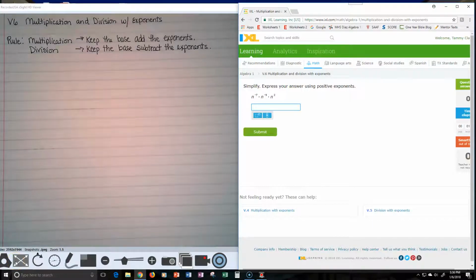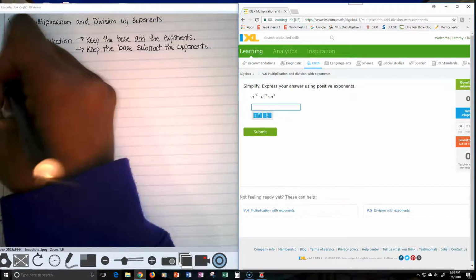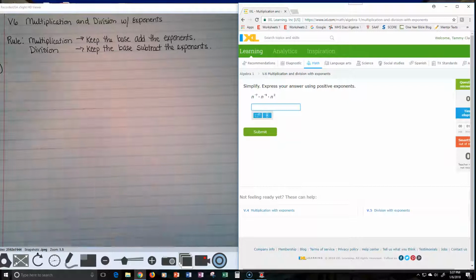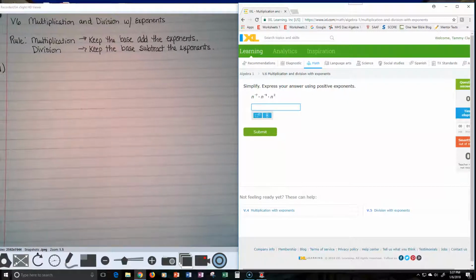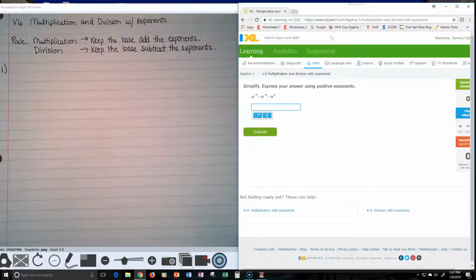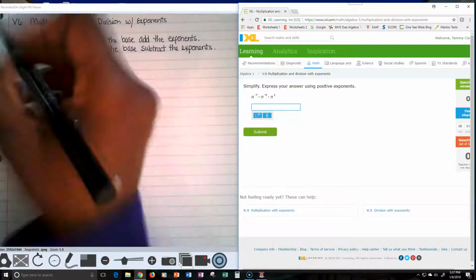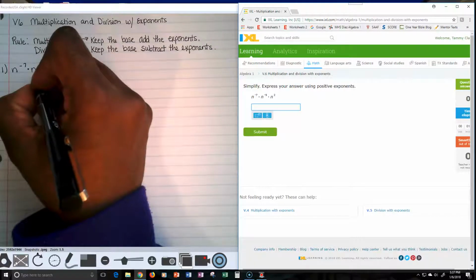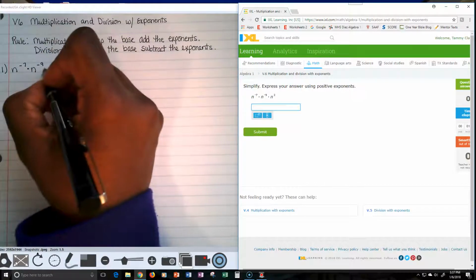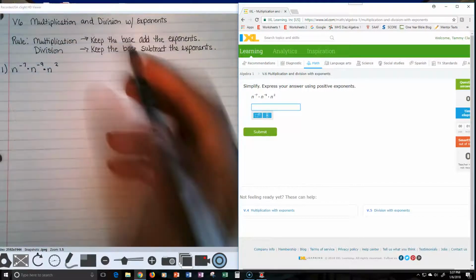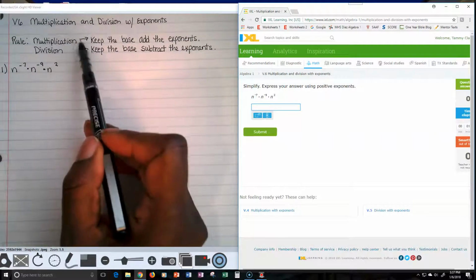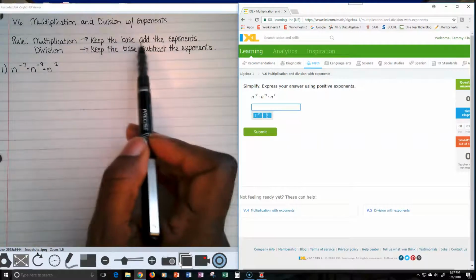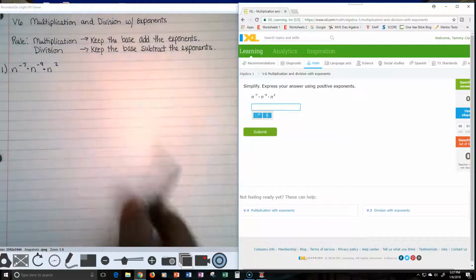All right, we're looking at V6, which is multiplication and division with exponents. Our instructions say simplify, so we're going to come up with one answer, and we're to express our answer using positive exponents. So we have n to the negative 7th multiplied by n to the negative 9th multiplied by n to the 2nd. So our multiplication rule says that we keep the base and add the exponents.